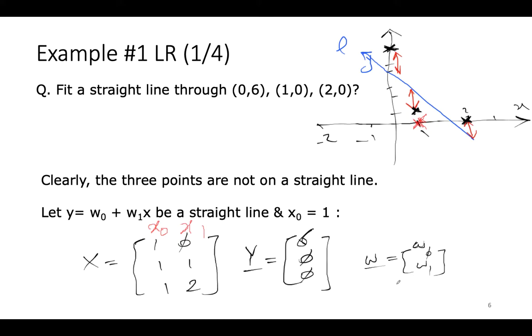So we are interested in finding the w of the line, such w that minimizes the error when we fit through these three, right? So the squared error of all these three points should be minimized, right? So that's the problem we want to solve.